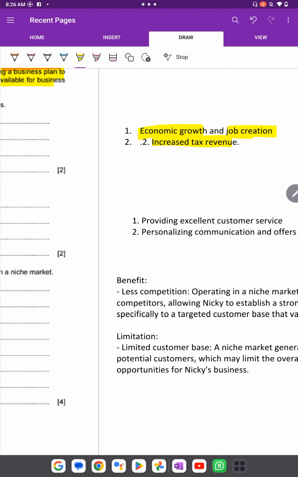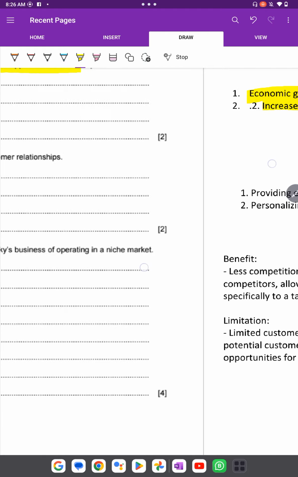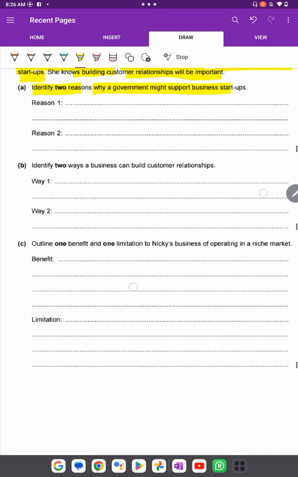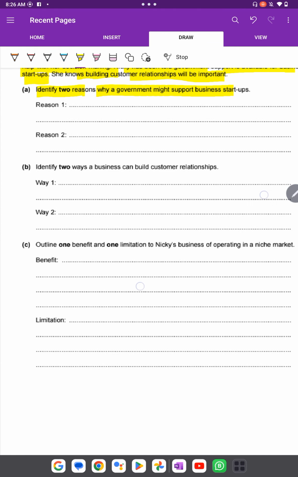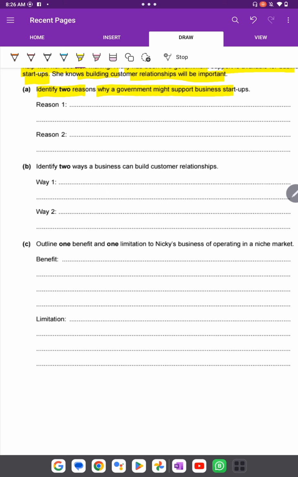And number two is that it will increase the tax revenue, because we know that different companies and businesses have to pay a certain amount of corporation tax and different property tax. So that's why we can say that if there are more and more businesses, the government will be collecting a huge sum of money as tax revenue. So this is the benefit. This is the reason why government support the business startups.